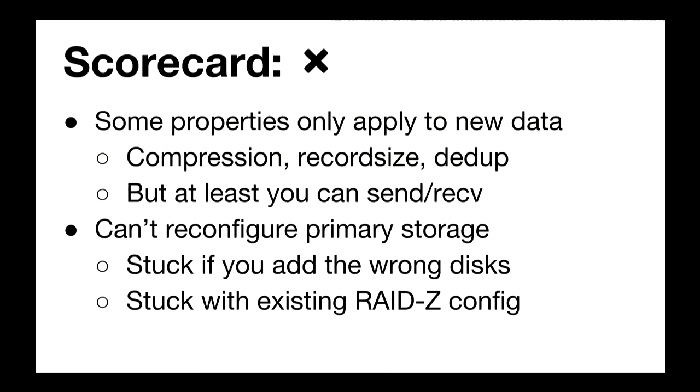So where have we fallen short? I picked two major areas here. One is that some properties only apply to newly written data. For example, compression and dedupe. If you write a bunch of data and then you realize, oh, I really should have compressed that, there's no super easy built-in way to say, just take all that stuff and now I want it to be compressed, so go and read it and rewrite it all in the background and keep all the relationships of snapshots and block sharing.